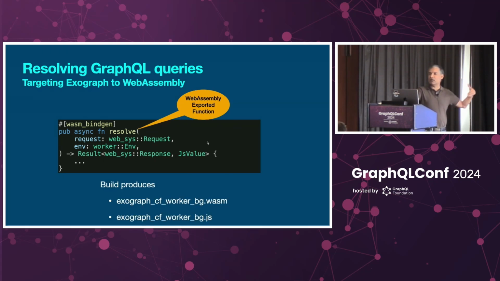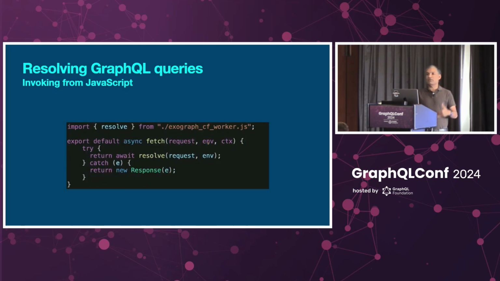One, it will create two artifacts. One is a WASM file that actually takes your Rust code and compiles it down. And it will create a bindgen.js file, a bg.js file, that has all the glue code needed so that from JavaScript, you can just call this resolve function. So from the JavaScript point of view, you don't have to know that it's actually backed by WebAssembly, all that happens magically in the glue file produced.